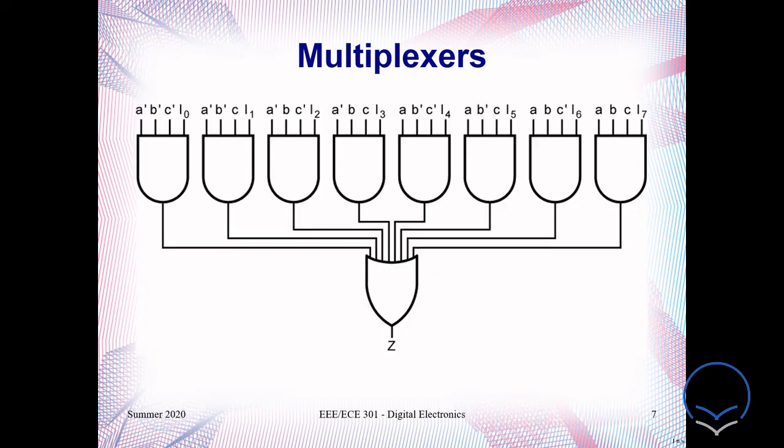So this is the typical circuit representation. You have the equation, whatever you have: A prime B prime C prime I0, then A prime B prime C I1, A prime B C prime I2, up to A B C I7. Because they are all AND gates, and in between there was a plus sign, an OR gate will be connected to them. So AND gates connected to the OR gate, and this is our output Z.